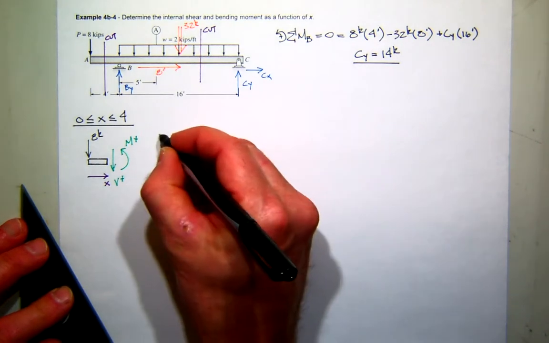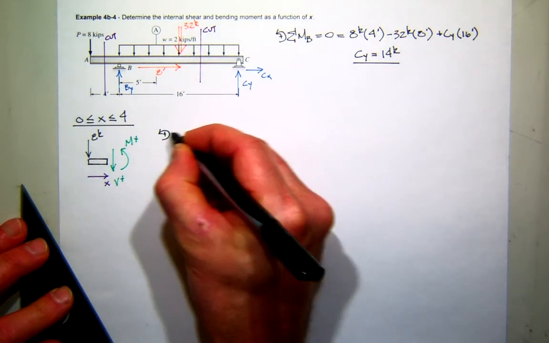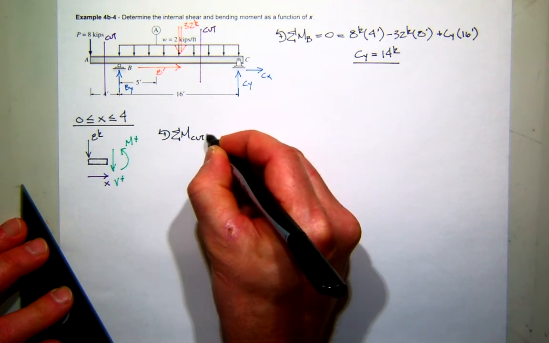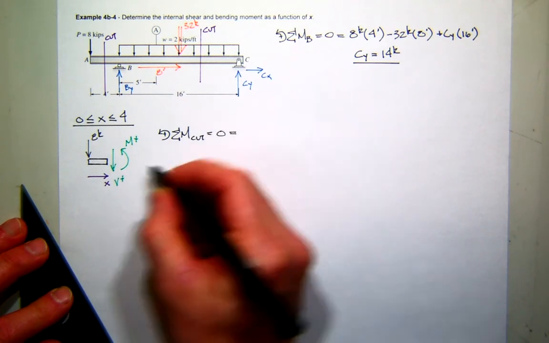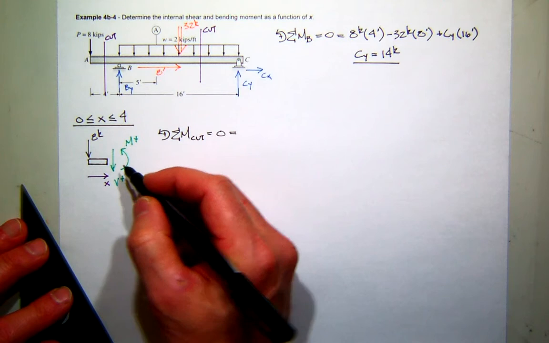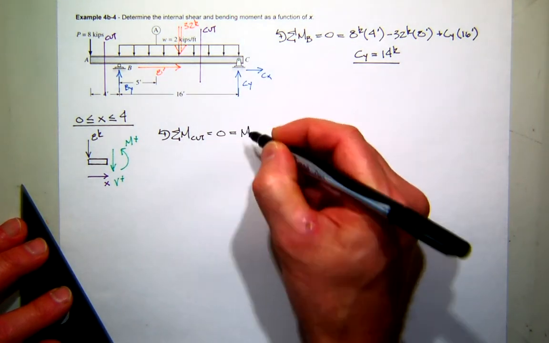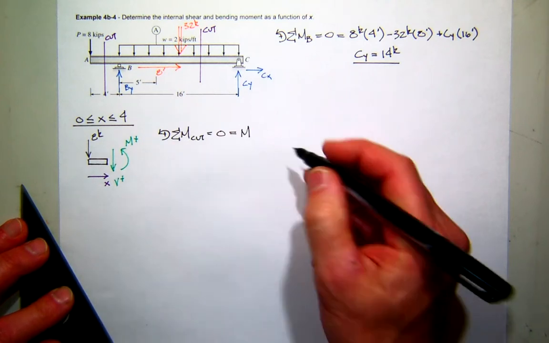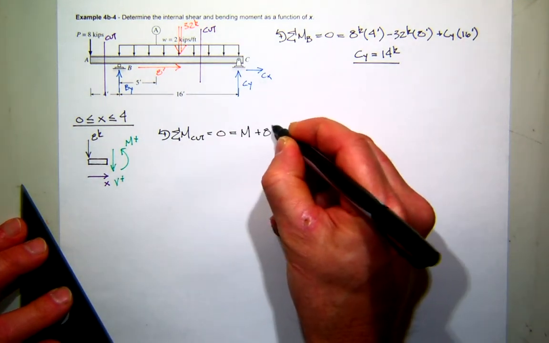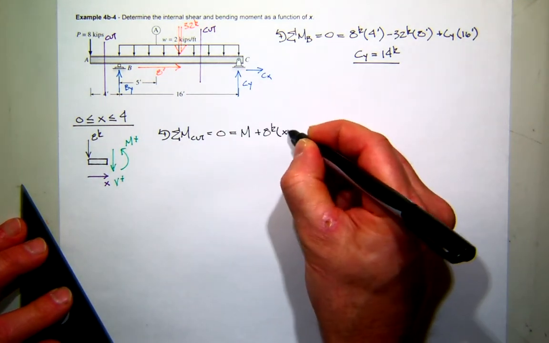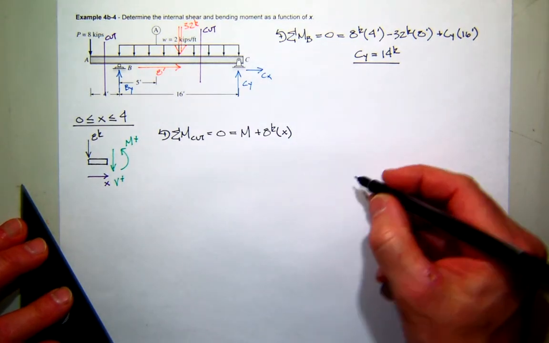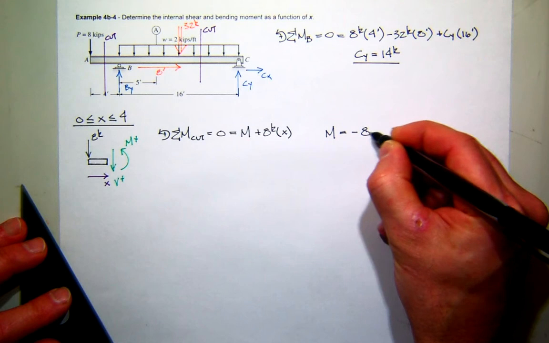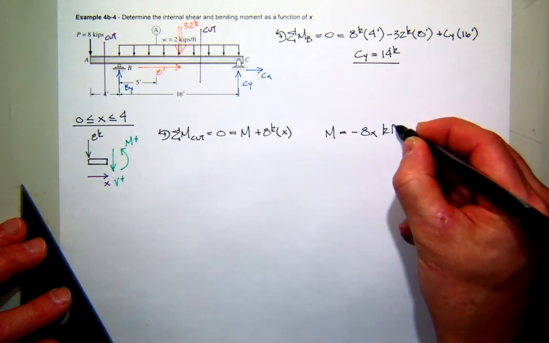So when we sum moments, again using right-hand rule for my positive moments, and at the cut we're going to make sure it's 0. So our interior moment is what? Positive or negative? Positive. And then the 8 kip moment about the cut is also positive. But it has a moment arm of x. And that's it. So it looks like the moment is just equal to minus 8x. And that would be kip-feet.